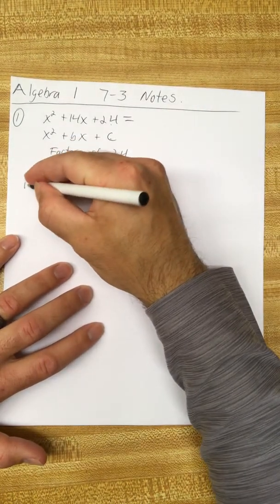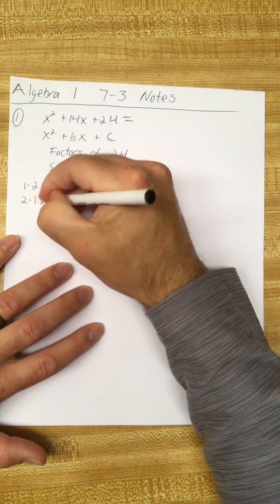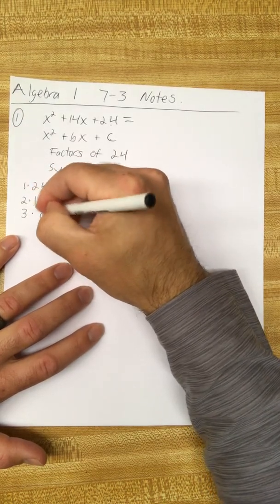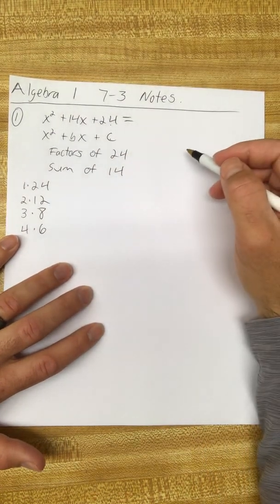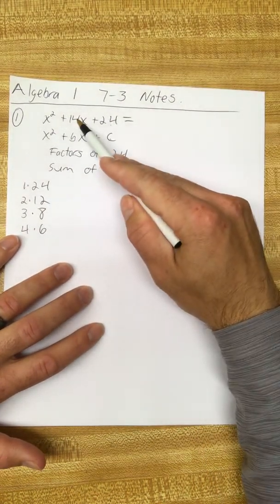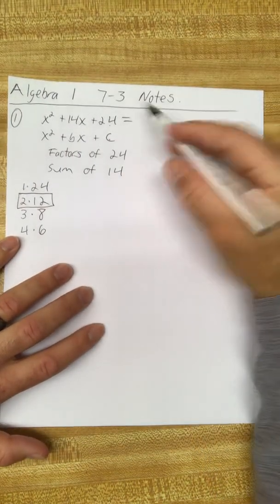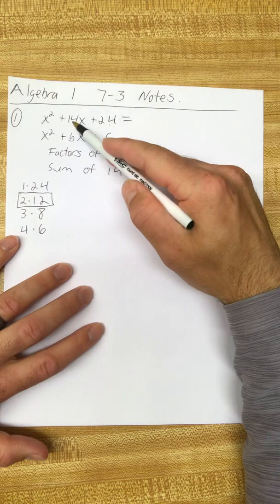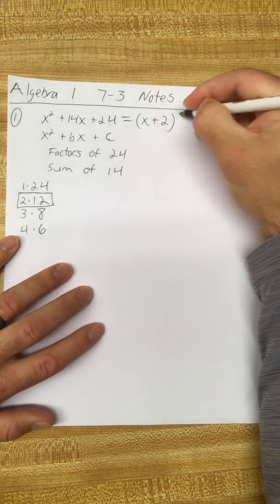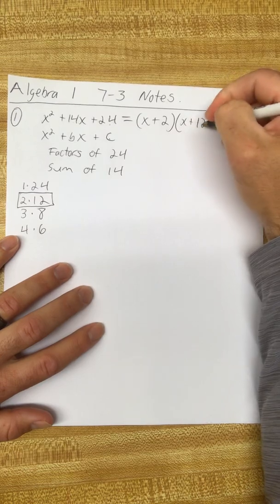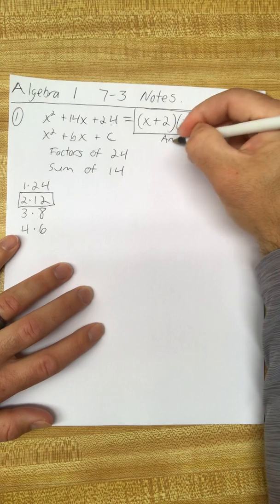So your factors of 24: 1 times 24, 2 times 12, 3 times 8, 4 times 6. Now you need to pick the ones that have a sum of 14. In this case, 2 and 12. When you multiply them, you get 24. When you add them, you get 14. So you're going to write this out as x plus 2 times x plus 12, and that is your final answer.